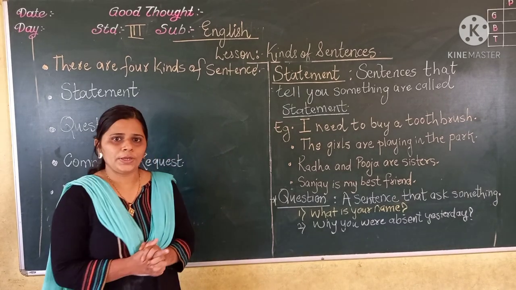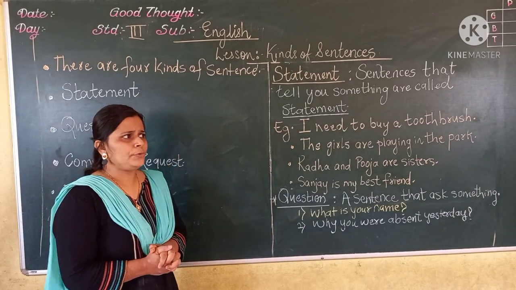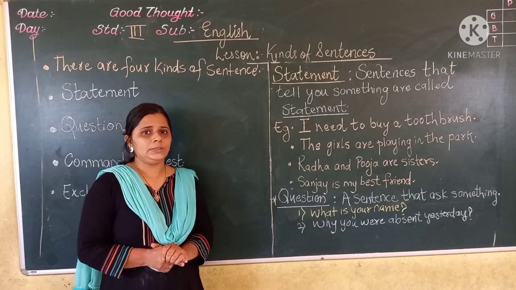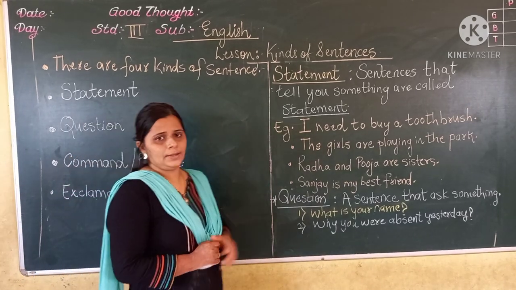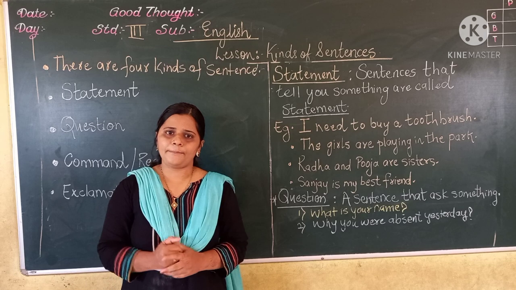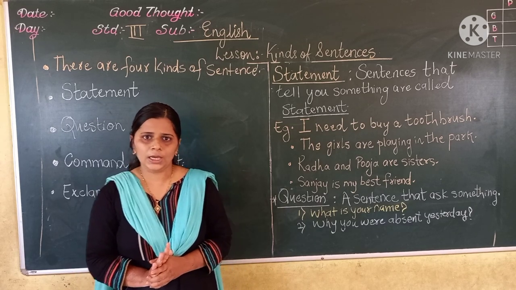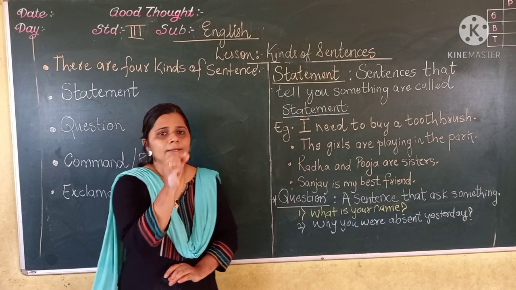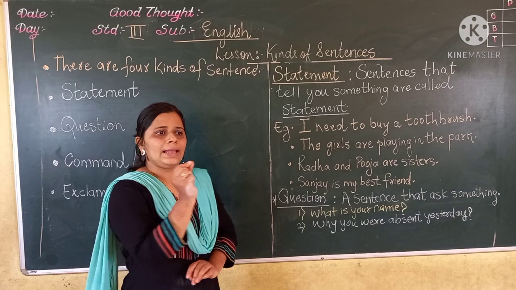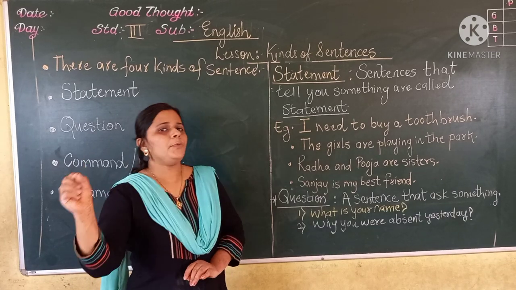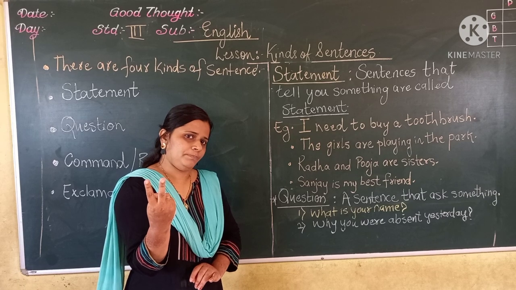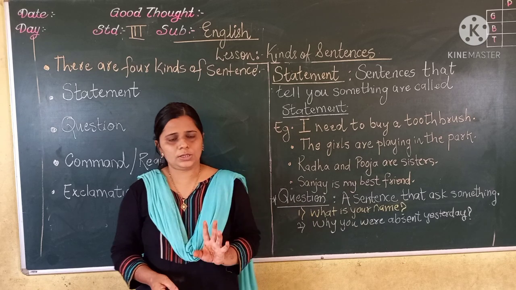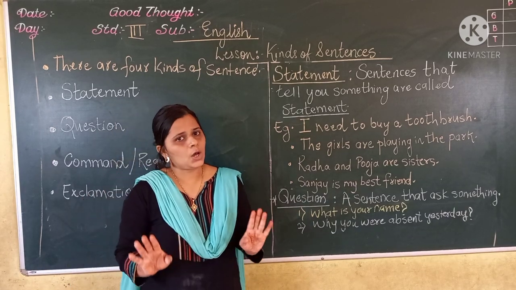Now students, what you have to do is write at least two examples of statement, and you have to write two examples of question. That's it. No need to write the definition. The definition is already there in your notebook. Just write a new lesson, kinds of sentence, and then write statement, put an arrow and write two examples of statement. You can write any example. And now you have to write two examples of question. That's it. This is your today's homework.